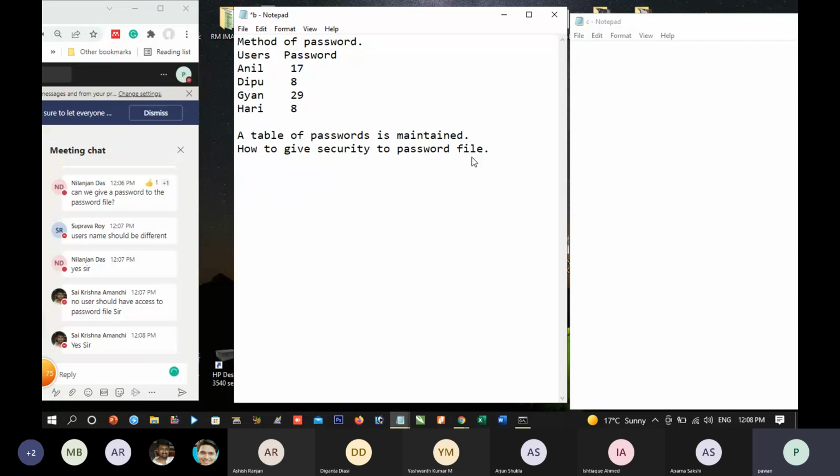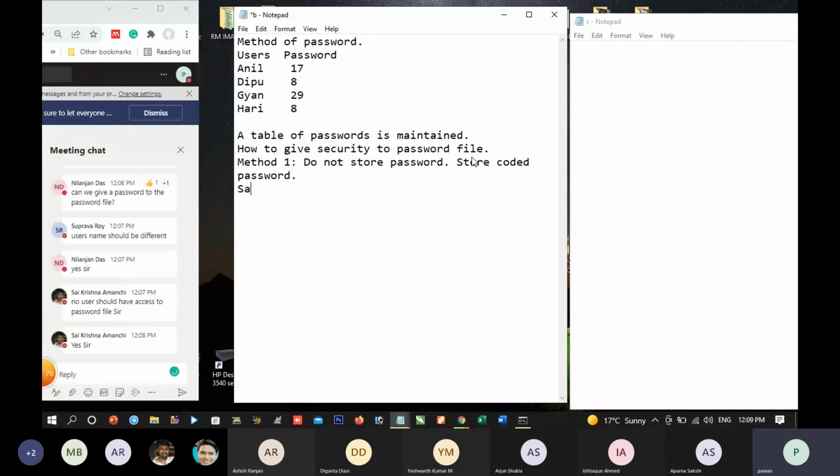Is it correct? This is the issue. Method number one: do not store the password. Store the coded password. Is it correct? This is storing the coded password.